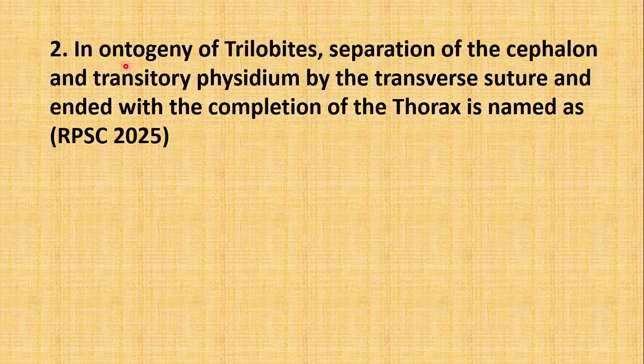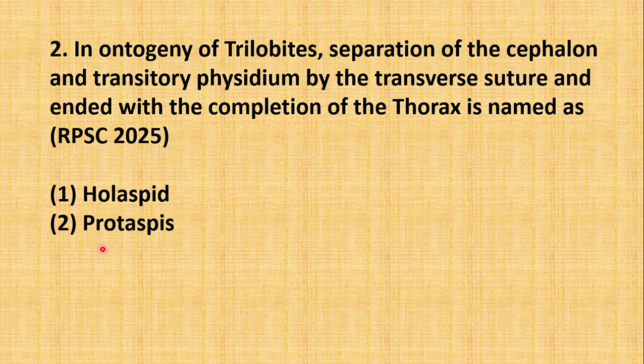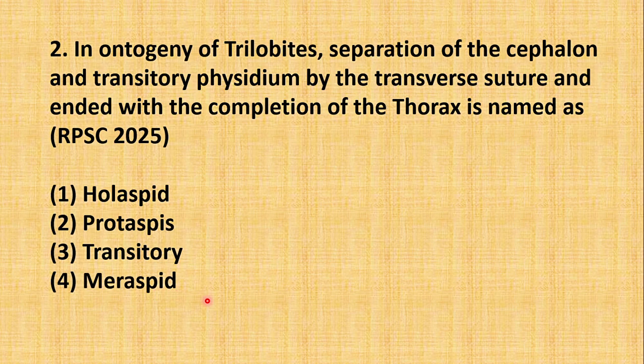Next question: in the ontogeny of the trilobites, separation of the cephalon and transitory pygidium by the transverse suture and ended with the completion of the thorax anamage. Which one is the correct answer? Option A, holaspid. Option B, protaspid. Option C, transitory. Option D, meraspid. The correct answer is meraspid.